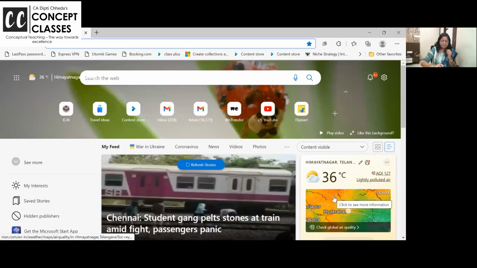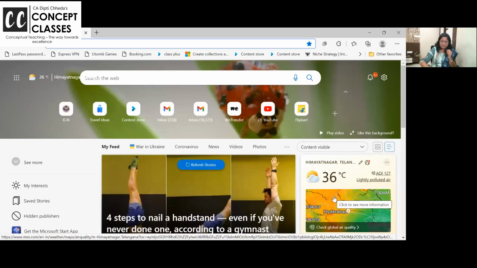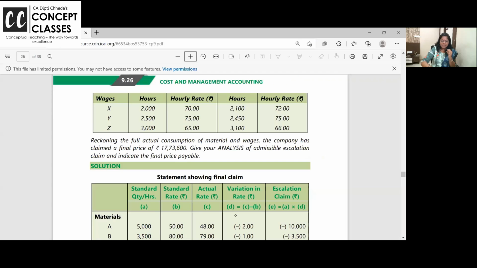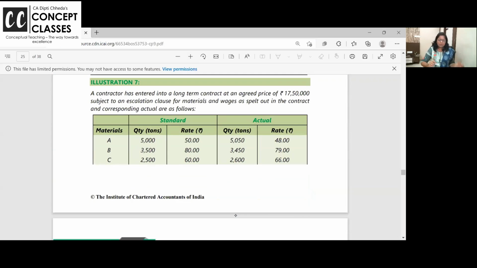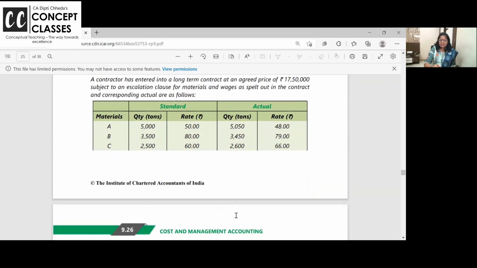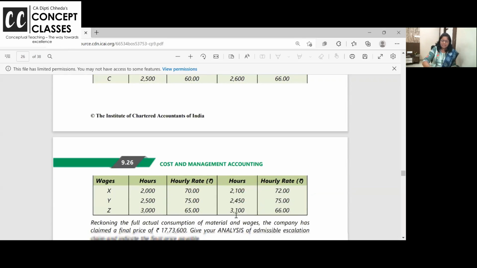I have discussed the booster notes with you. I want to take up one problem. Can you see on the screen? I am expecting if they ask you this problem again, you should know that standard quantity and rate is this, actual quantity and rate. Now standard say 5,000, say why did you use 50450? Contractee is not bothered. Contractee is saying, okay, if price has gone down from 50 to 48, it's our profit. If C materials price has gone up from 60 to 66, it's the increase in the cost.